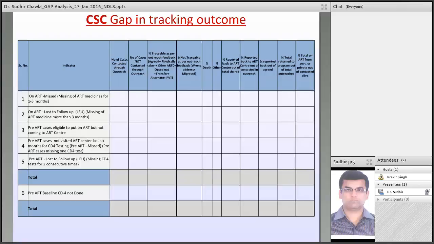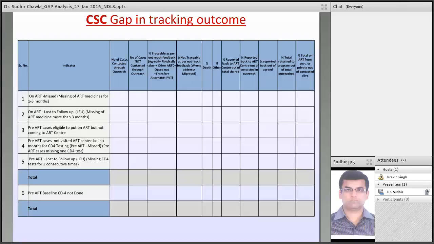those who did not turn up for the 6 monthly follow-up CD4 testing, so their follow-up CD4 is due, or pre-ART lost to follow-up because they have not visited the ART center for more than 1 year since the last CD4 count. So they may be called pre-ART LFU. Then coming to pre-ART baseline, those who visited the ART center at the first visit but their baseline CD4 was not done and they did not turn back after this first visit. So actually their baseline CD4 is pending. So these 6 types of categories of patients can be shared with CSC.